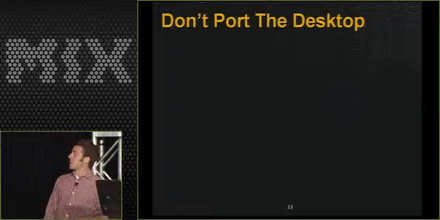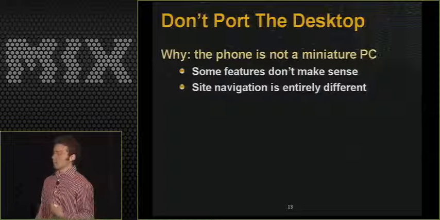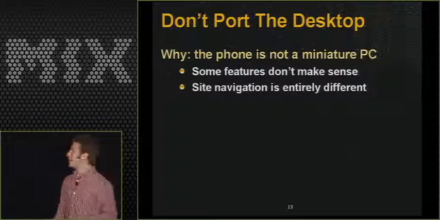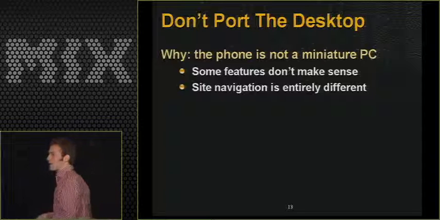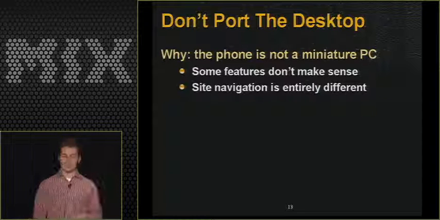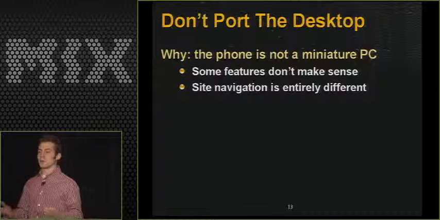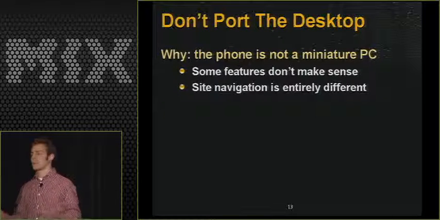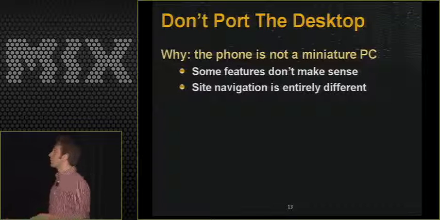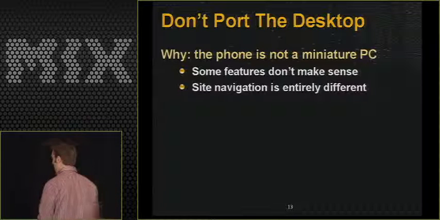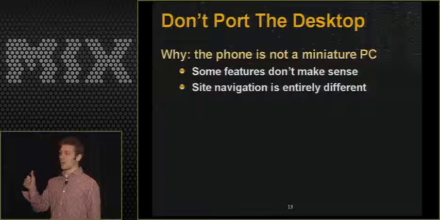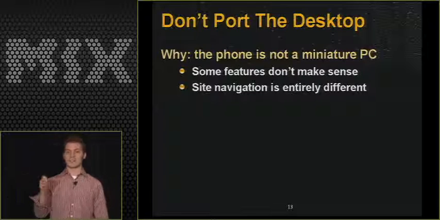Another great one is don't port the desktop. A phone is not the PC, so you want to think about features that don't make sense. If you have a web application that's a mapping program, maybe the printer-friendly version isn't going to be the most important feature to expose to a mobile phone user. You want to think about site navigation. You want to think about maybe limited input, maybe just the jog wheel, for instance, or the joystick.